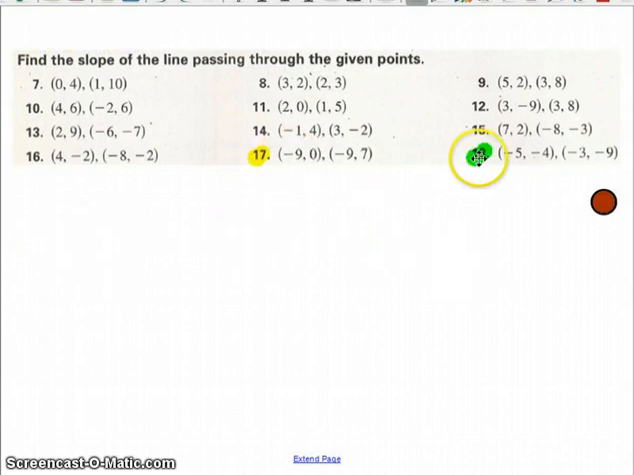Now I'd like you to do 17 and 18. Hit the pause button. When you come back, I'll show you the answers for those.